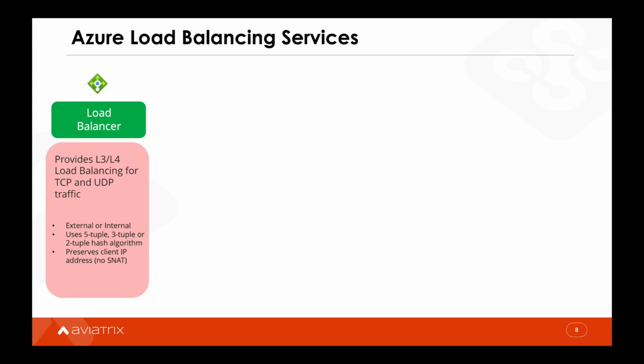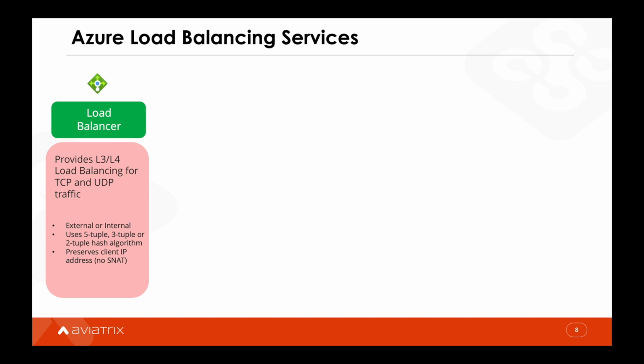Azure also offers a set of load balancing services. The first one is a simple layer 3, layer 4 load balancer for TCP and UDP traffic. This load balancer can either be external with up to 600 public IP addresses associated to it, or it can be internal. The load balancer distributes traffic to the backends using a 5-tuple hash algorithm by default, consisting of source IP, source port, destination IP, destination port, and protocol. It can be changed to either a 3-tuple or 2-tuple hash algorithm, but other load balancing algorithms like round robin are not supported.